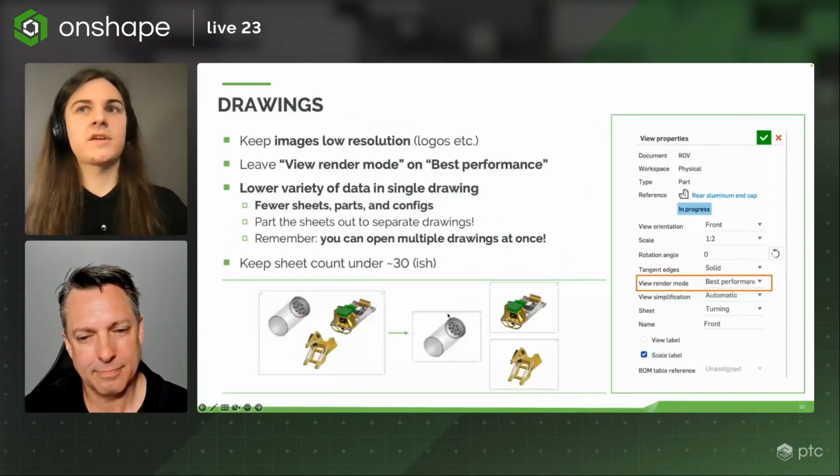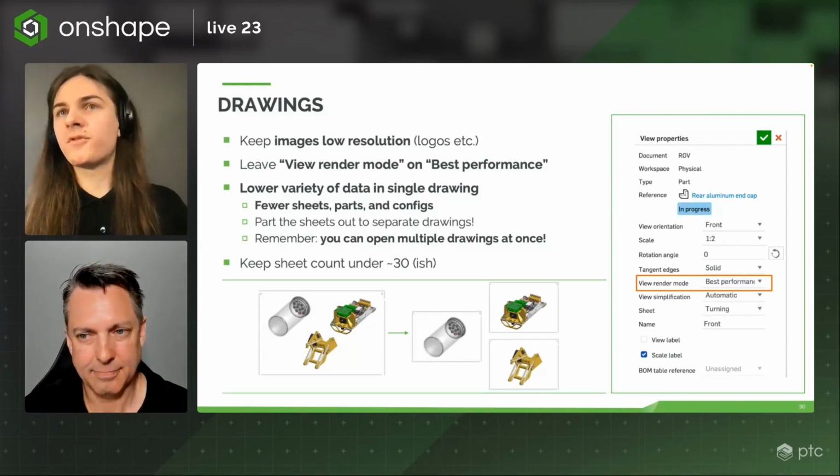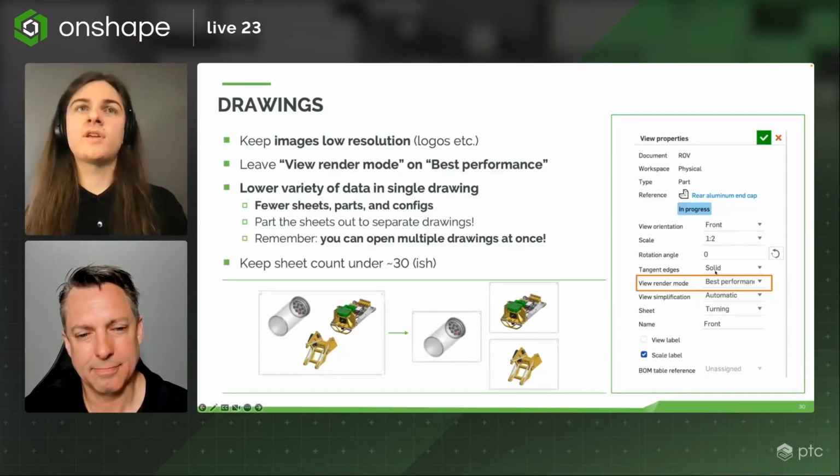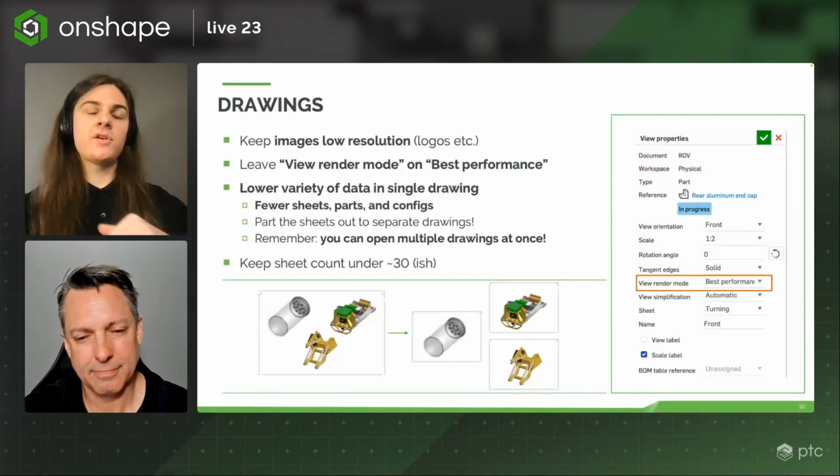High resolution images make it a lot slower to load drawings. Additionally, leave the view render mode on best performance when you can, and lower the variety of data in a single drawing.